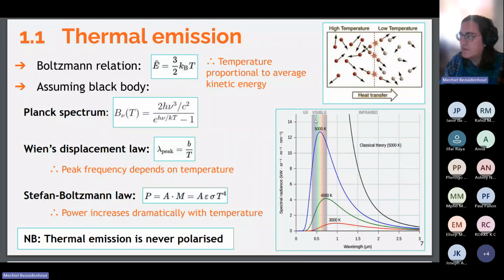wavelength of that emission. And then we can also see that with increasing temperature, the area under the curve is also increasing. And so that corresponds to the power of this emission. So the Stefan-Boltzmann law tells us that the power of the emission increases with temperature to the power 4. So increasing temperature dramatically increases the power of thermal emission. And then another important feature of this emission is that it's never polarized because there's no directionality to this emission. You don't see any polarization.